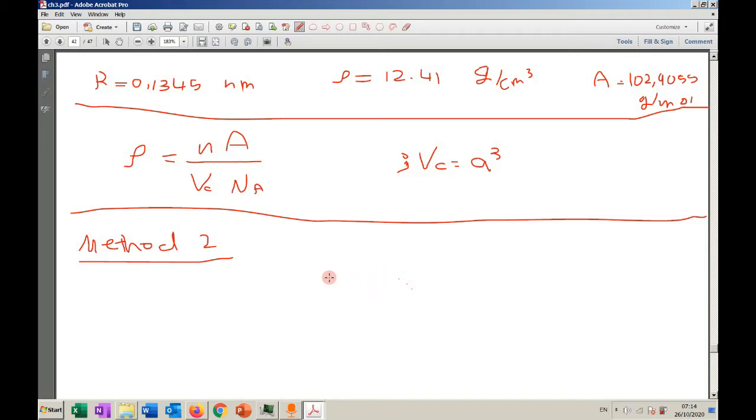Hello everyone, welcome back. Now let's explain another method in order to find the crystal structure of rhodium. The first method, which is simple, is assuming the crystal structure and finding the density.